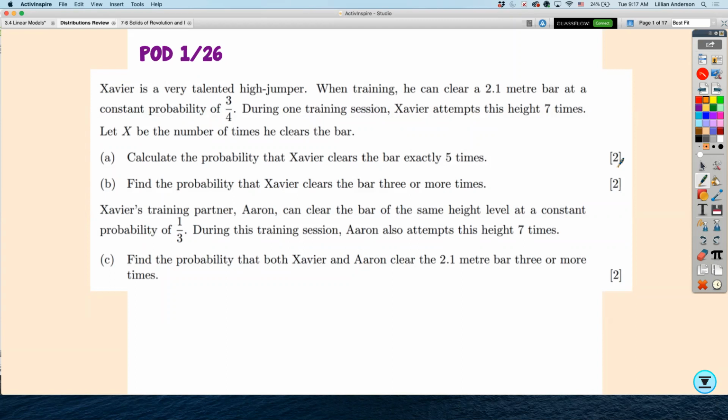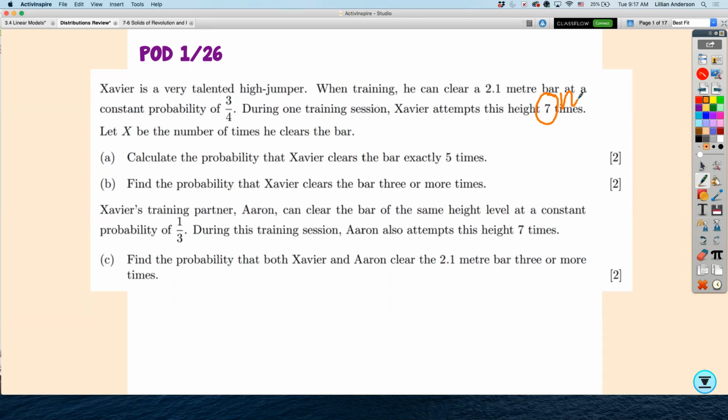Remember, if you're dealing with a binomial experiment, 3 things need to be true. 1, there needs to be a certain number of fixed independent trials. As we can see from this description, what is our number of trials? It's going to be 7, because Xavier is attempting to do this high jump 7 times. So that's going to represent our n.